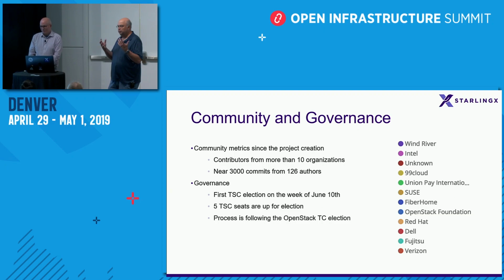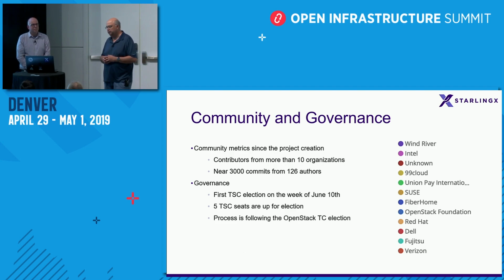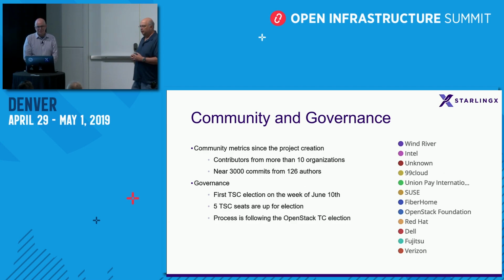So we've done some digging into the Git repositories, and we found 10 companies that have contributed code. We've had 3,000 commits over the last year from 126 authors. Really, really pleased. Obviously, we'd like more. We'd like to be as big as the Linux kernel in the number of commits and active users, and 10,000 active developers would be a really happy problem.